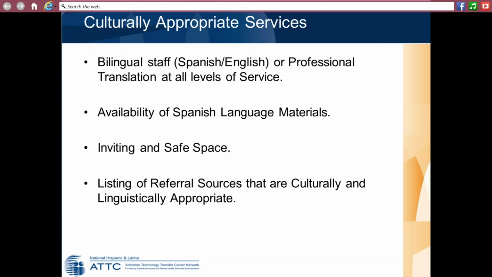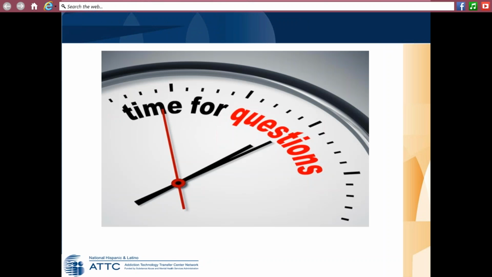And finally, having a listing of referral sources that are culturally and linguistically appropriate. And you know, you're working within your communities. I encourage people to get out, to speak with folks, to have a listing of Latino community-based organizations, faith-based organizations, health organizations that reach and have positive outcomes with the folks that we work with, so that we can encourage greater engagement, retention, and improve outcomes for the people that we're talking about.